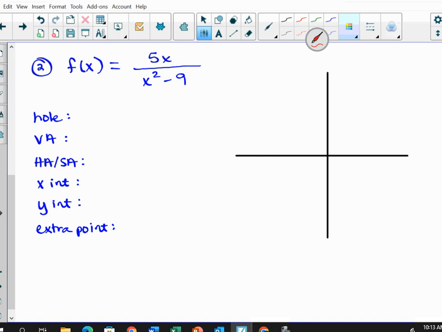Okay, guys, I want you to try to find those pieces on the left. Don't do the extra point yet, but find the hole, if there is one, vertical asymptote, horizontal or slant, x, y intercept. Find those, see if we're okay with those points. And then we'll do the graph together and figure out our extra points. We will need extra points this time.